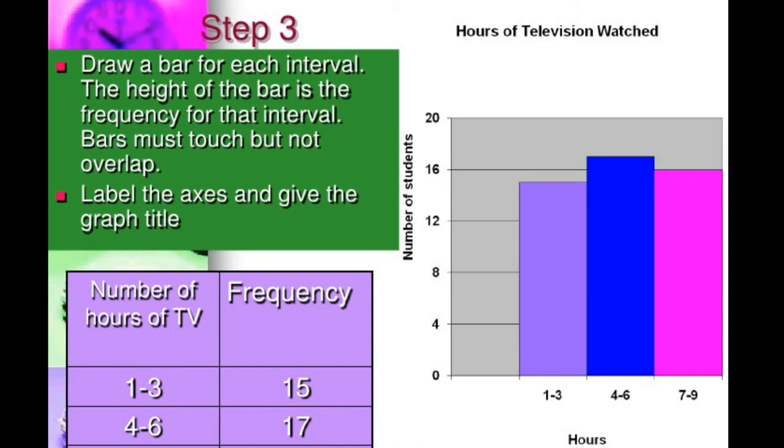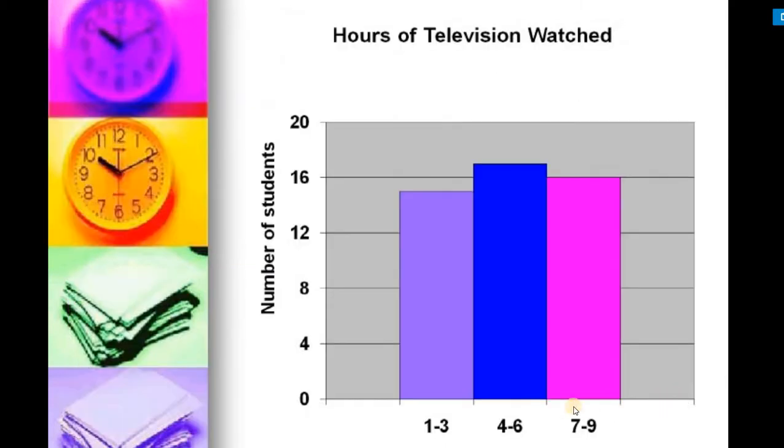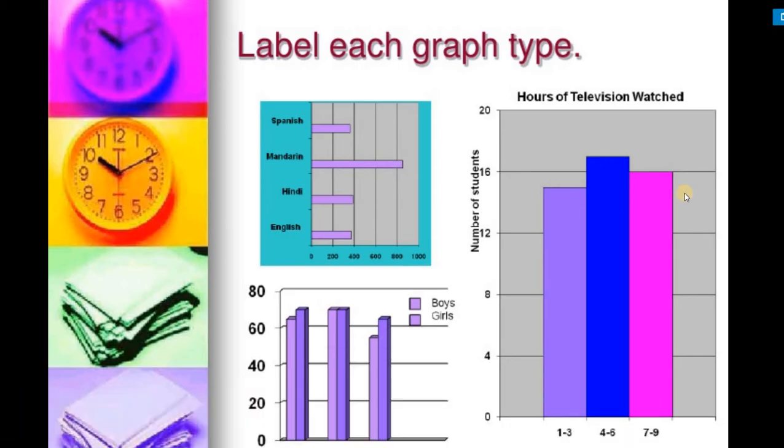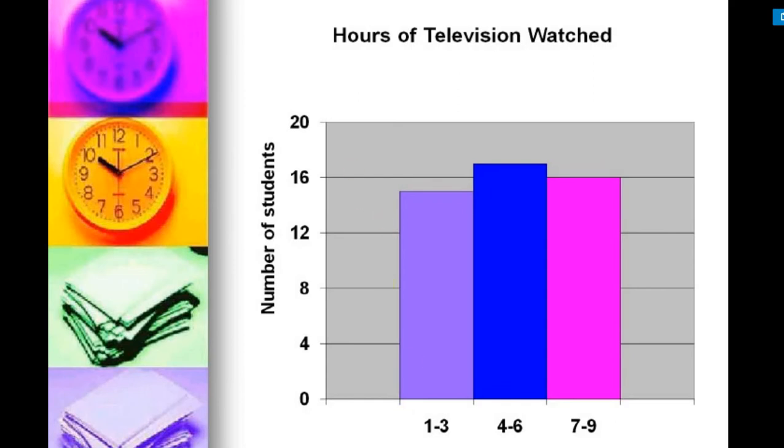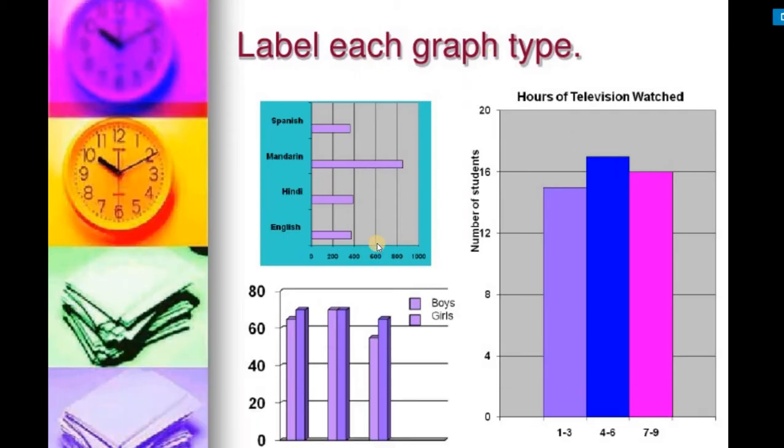Draw a bar for each interval. The height of the bar is the frequency of the interval. Here you can see 1 to 3 is 15, so we mark 15 here. Next, 4 to 6 is 17, we mark 17. Next, 7 to 9 is 16, we mark this. This is the simple bar diagram. Sorry, this is the histogram.